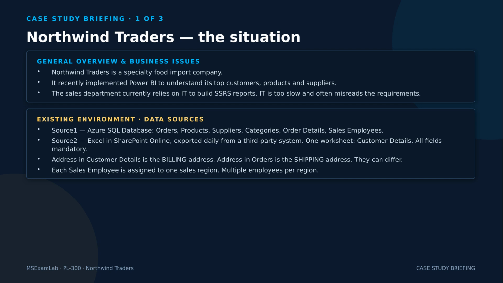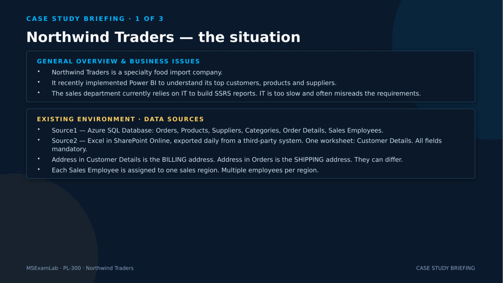Northwind Traders is a specialty food import company. It recently implemented Power BI to understand its top customers, products, and suppliers. The sales department currently relies on it to build SSRS reports. It is too slow and often misreads the requirements.